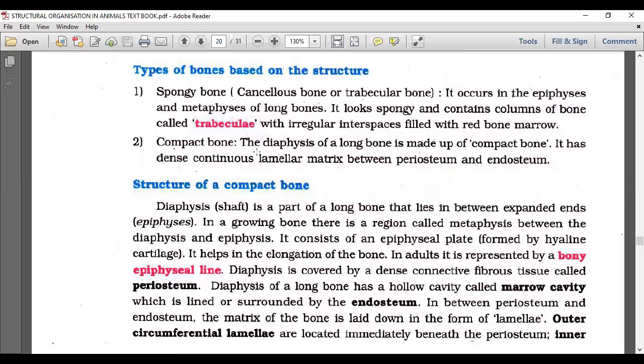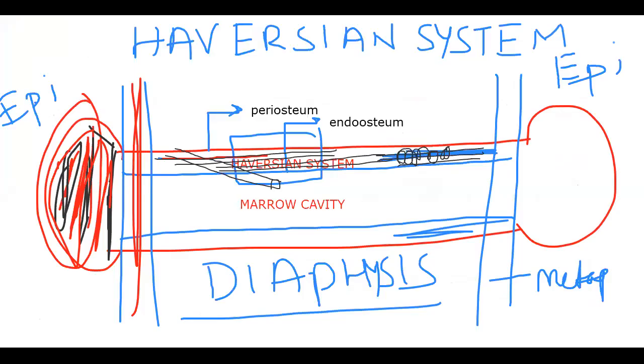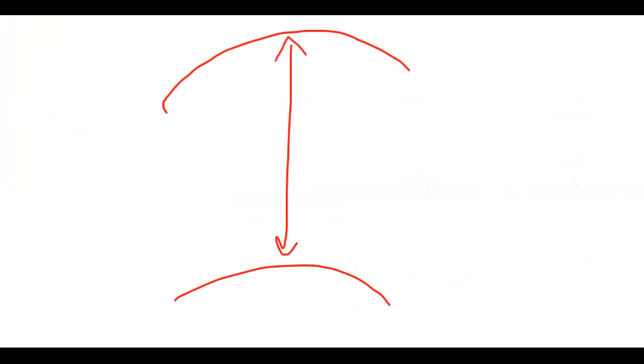Now the compact bone, what we learn now: the diaphysis of a long bone is made up of compact bone. It has a dense continuous lamellar matrix between the periosteum and endosteum. Let me show that plainly to understand what the lamellar matrix is. This is the periosteum and this is the endosteum. In between them, whatever is present, that is the lamellar matrix.